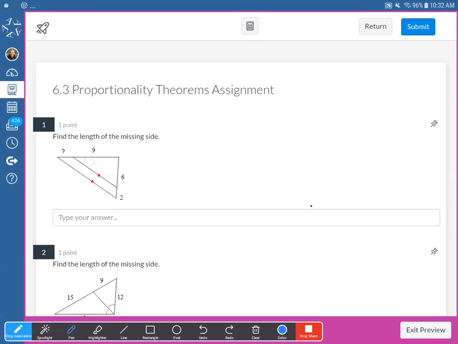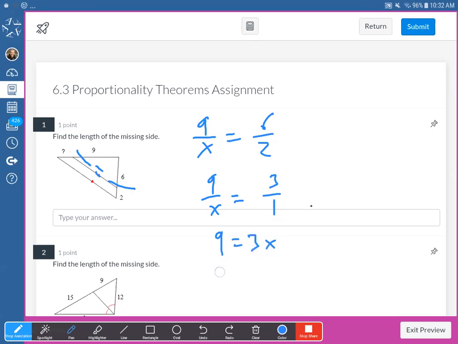Right. So this one's basically set up for you like that, right? So 9 over x equals 6 over 2. I'm going to make this easier on myself. So 9 over x equals, make that 3 over 1. So cross multiply, you get 9 equals 3x, and then 3 equals x. So that's the answer to the first one. The answer to the first one is 3. You just put a 3 right here.